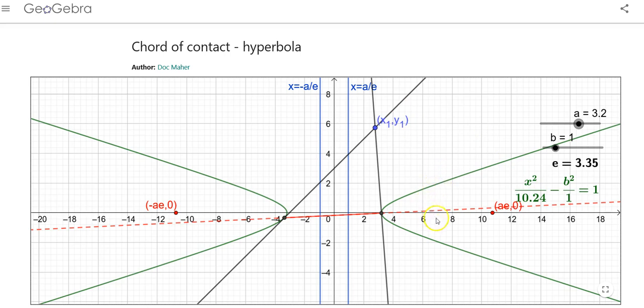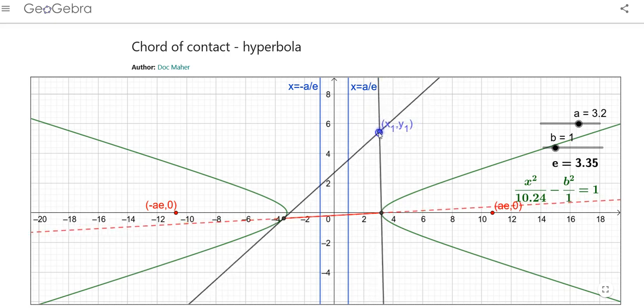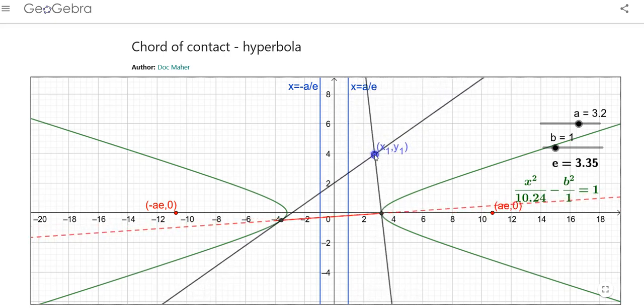From that we can get that the vertices of the branches are going to be 3.2 and minus 3.2. We can get AE, which is going to be 3.2 multiplied by 3.35, so you can see that's out here. So we can locate the foci. The directrices are a on e and minus a on e, so you can see the position of those. And I'm going to look at the two tangents drawn from this point out here, x1, y1. So if I move that, you can see that we get two different tangents.